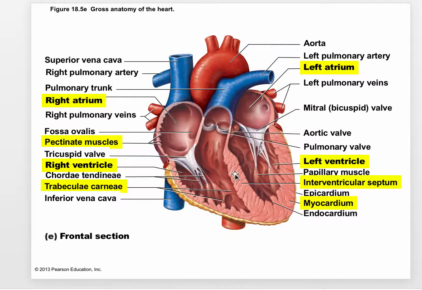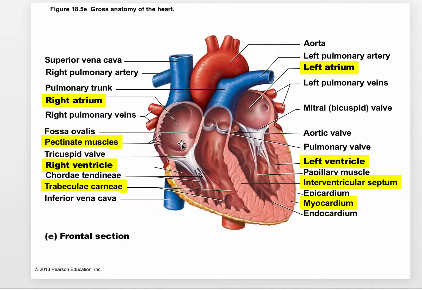This just shows some of the features we've been discussing. Here's the right atrium, and this is the superior vena cava. By the way, the superior vena cava drains blood from all the tissues that are superior to the diaphragm. Everything above the diaphragm comes to the heart through the superior vena cava. The inferior vena cava drains blood from all the tissues below the diaphragm. But these two drain into the right atrium.